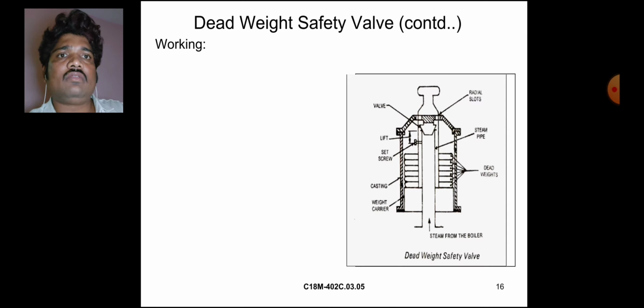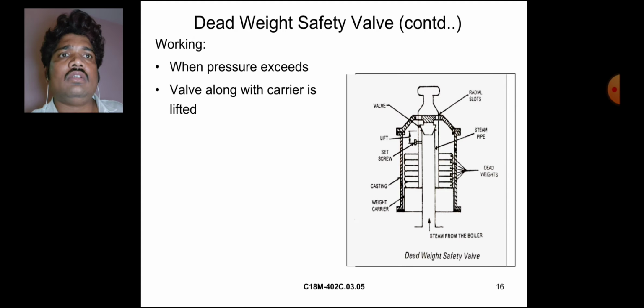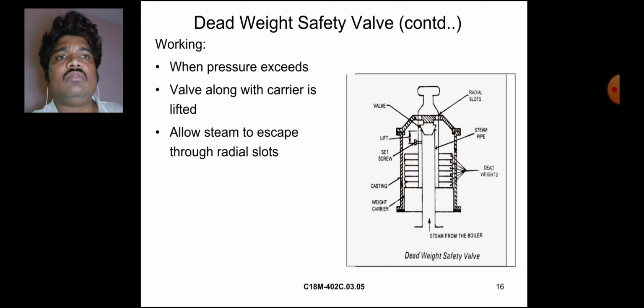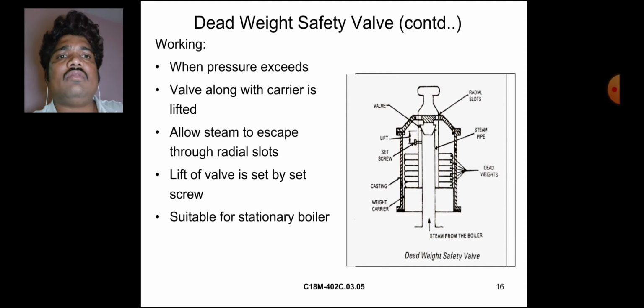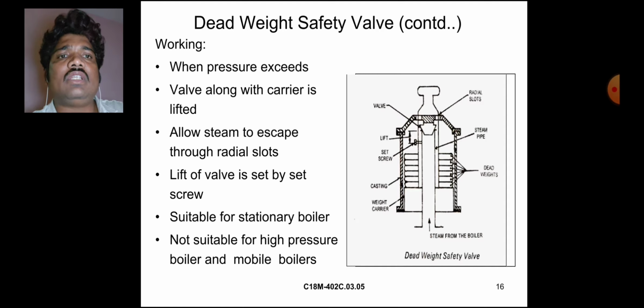Dead weight safety valve working: when pressure exceeds the limit, the valve along with the carrier is lifted, allowing steam to escape through the radial slot. Lift off of the valve is set by the set screw. It is suitable for stationary boilers. Not suitable for high pressure boilers and mobile boilers.